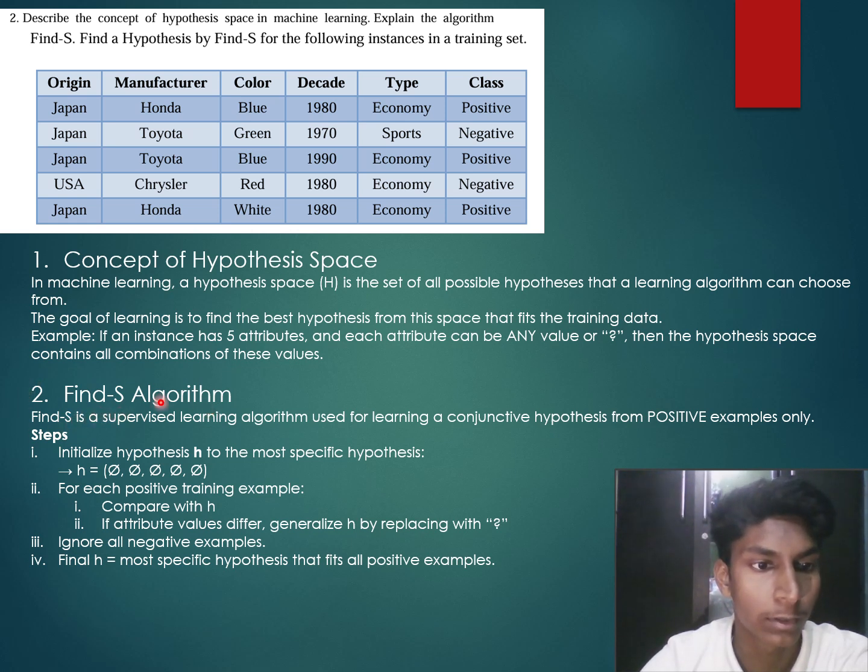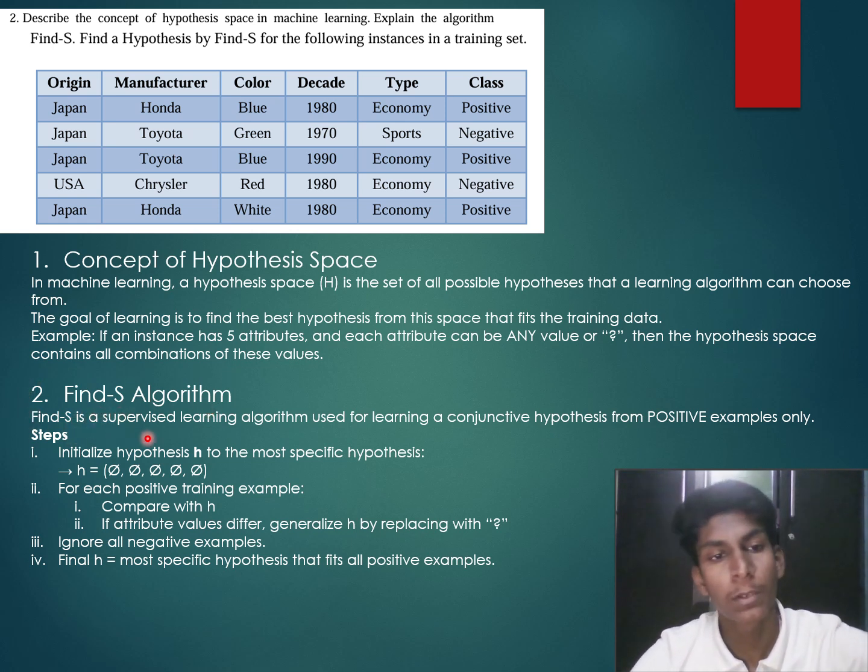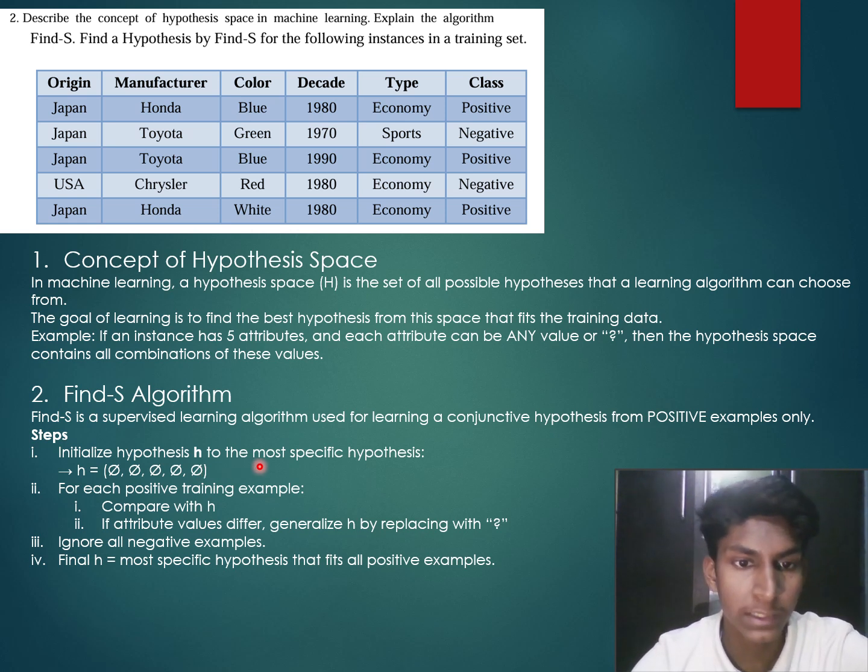Second, the Find-S algorithm. Find-S is a supervised learning algorithm used for learning a conjunctive hypothesis from positive examples only. The steps are: first, initialize hypothesis H to the most specific hypothesis, that is H equals a set of phi. For each positive training example, compare with H. If an attribute value differs, generalize H by replacing it with a question mark. Third step, ignore all negative examples. Final step, final H equals the most specific hypothesis that fits all positive examples.